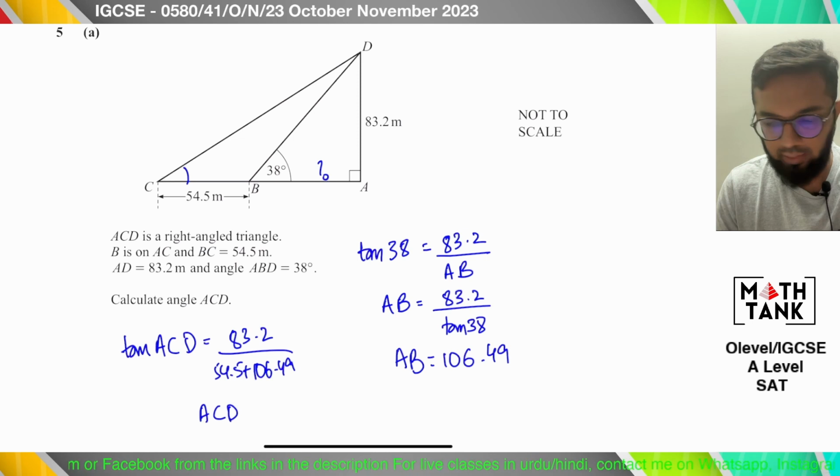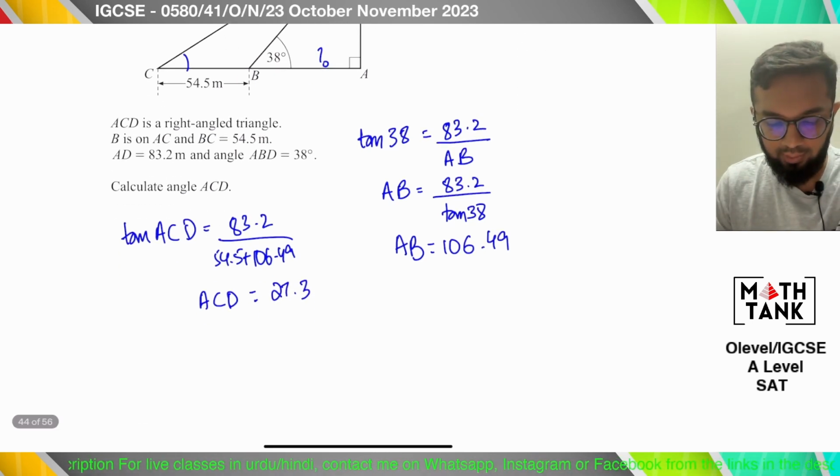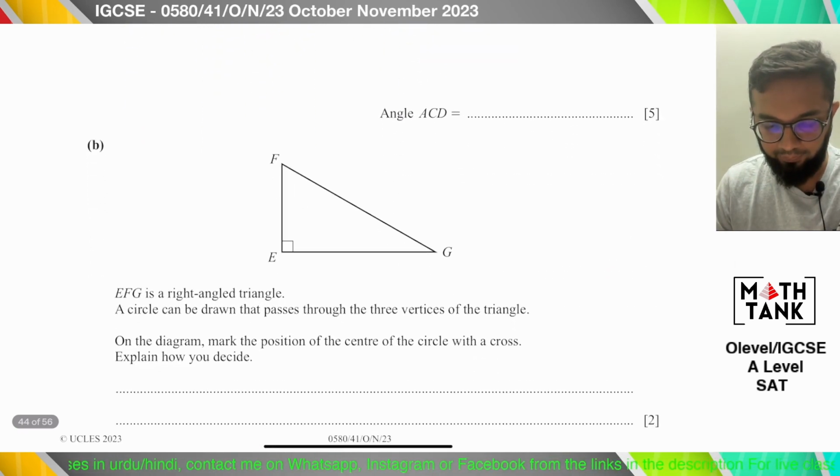So ACD equals 27.3. I hope that's the correct answer. Yes, that is the correct answer.